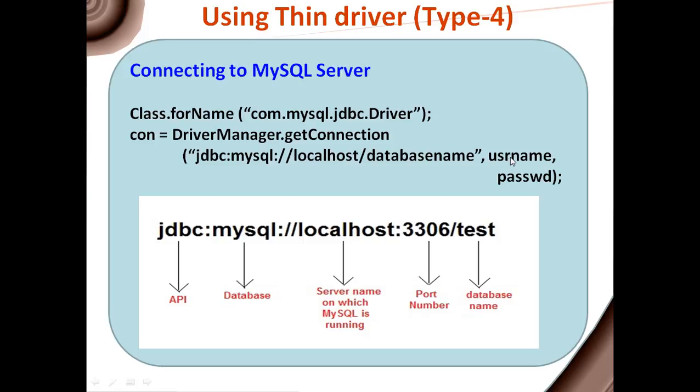The second parameter is the username, which could be root or whatever username you are using for the database, and then the password as the third parameter. So it takes three parameters. I hope this is clear, because this is a very important point. If you are clear with this, then you can access any other database residing on some other machine, need not be on the same machine.